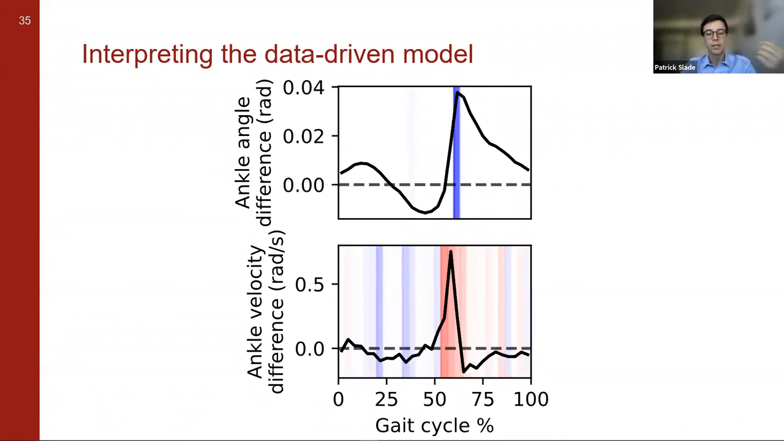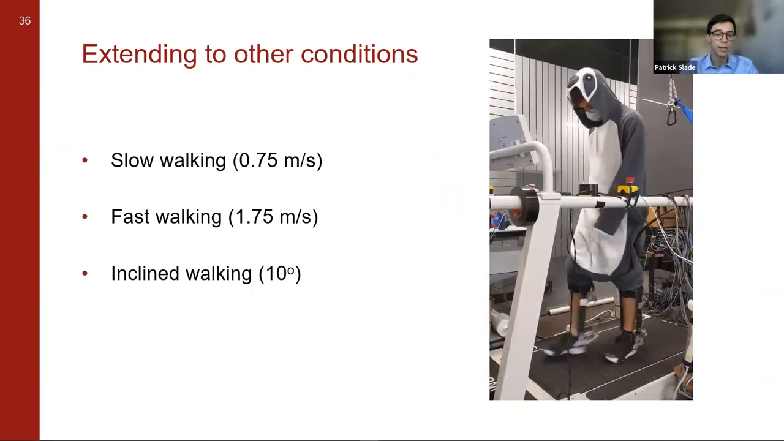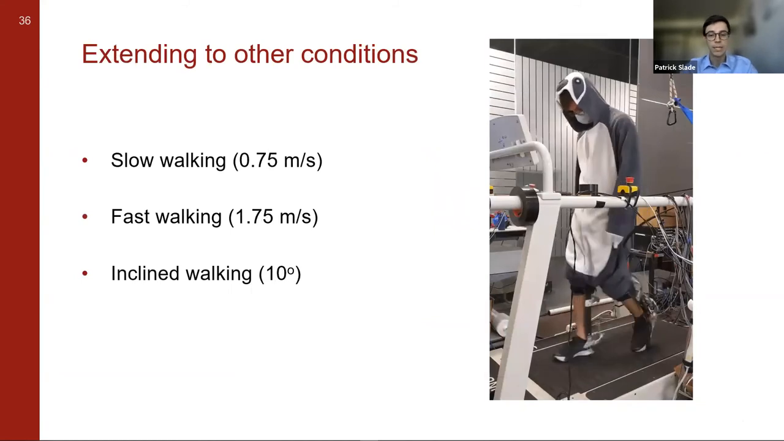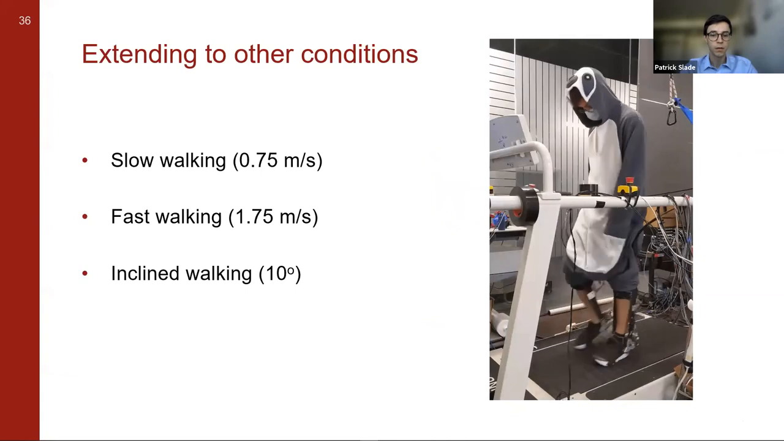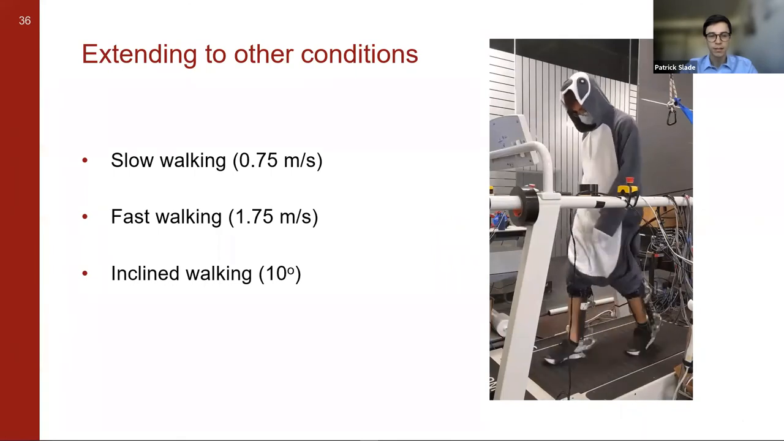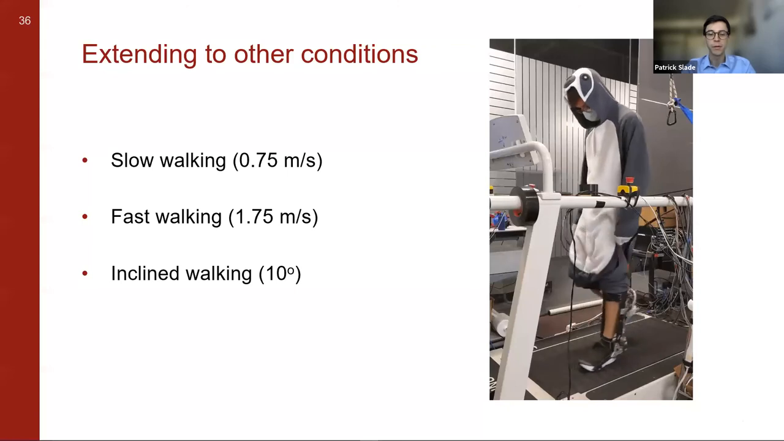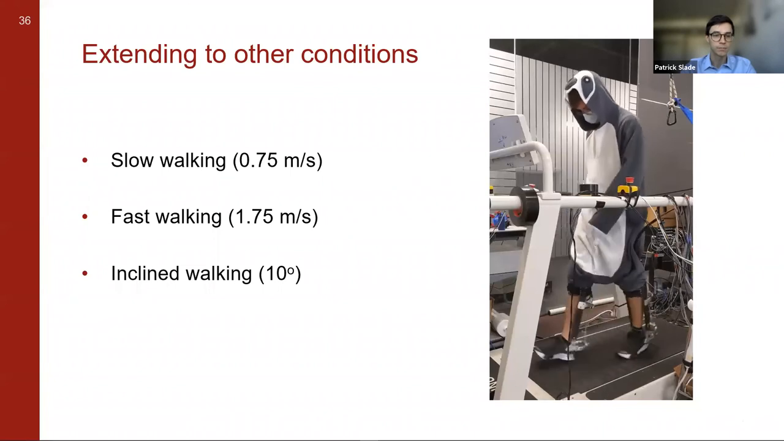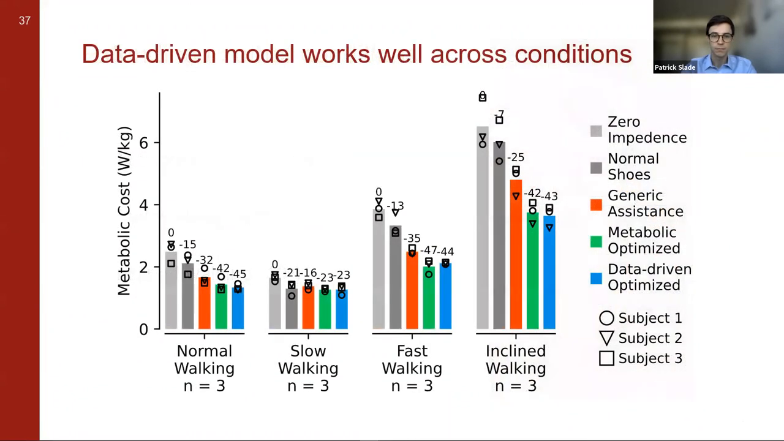Now that we've talked about optimizing for one normal walking speed, we'd ideally like this model to extend to other speeds so that you could use it for normal activity, which is changing speed, speeding up, slowing down, starting and stopping. So here you can see me walking very slowly in a sloth costume. And we performed some additional experiments with three participants where we optimized their walking for slow walking, fast walking, and incline walking. Across all of these experiments, we found that the data-driven model works well, and it performs about the same as metabolic optimization.